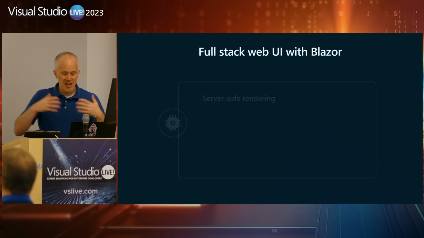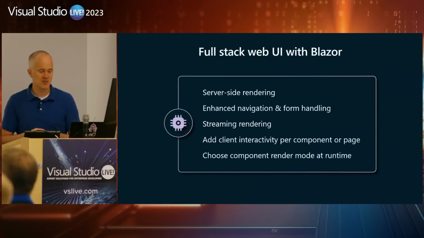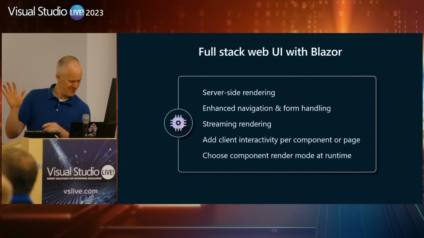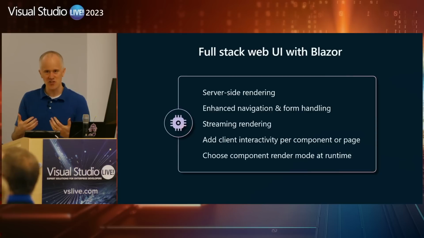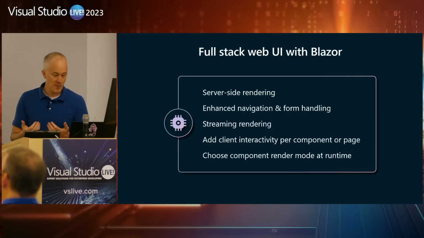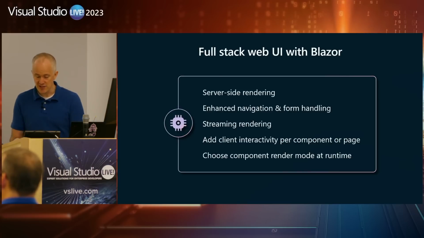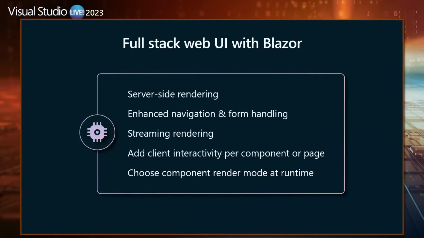Now this work to enable full stack web UI with Blazor really breaks down into five areas of investment. The first is server-side rendering with Blazor components, then enhanced navigation and form handling, streaming rendering, the ability to add interactivity per component or per page, and the ability to choose the interactive render mode at runtime. Let's take a look at each one of these areas.